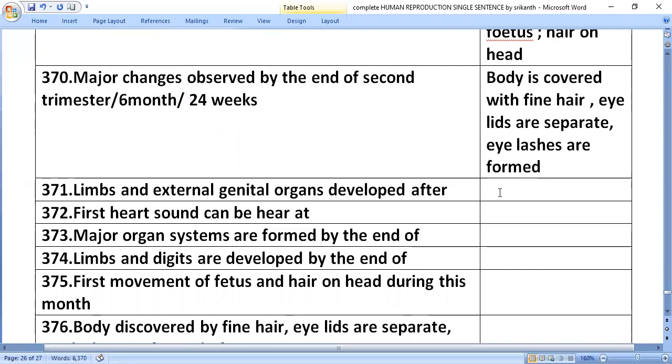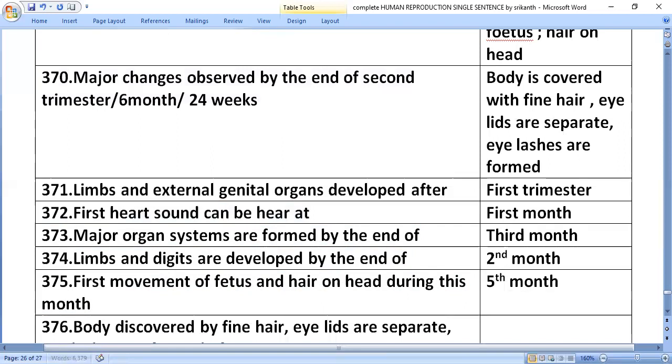Limbs and external genital organs are developed after the first trimester. First heart sound can be heard in the first month itself. Major organ systems are formed by the end of the third month. Limbs and digits are developed by the end of the second month. First movement of the fetus and hair on the head occur on the fifth month.